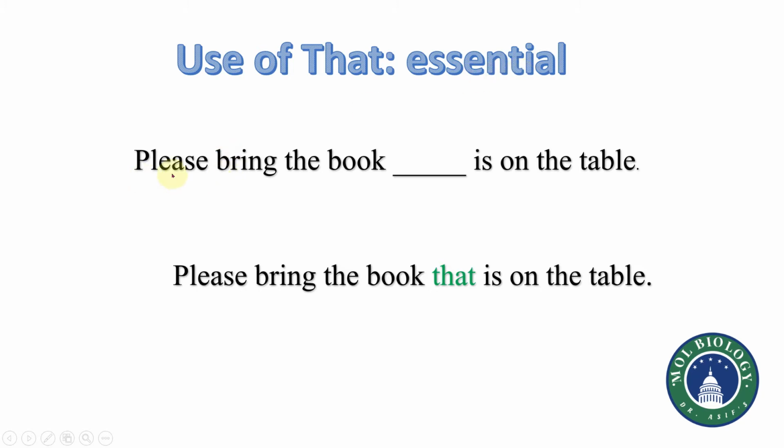What does essential mean? I mean, please bring the book. Someone is saying: please bring the book. Which book? Because it is essential to give the remaining information, and without the remaining information the previous sentence is incomplete, there we should use "that". So it means please bring the book that is on the table. Without the previous information the sentence was incomplete, so that is why we used "that" here.